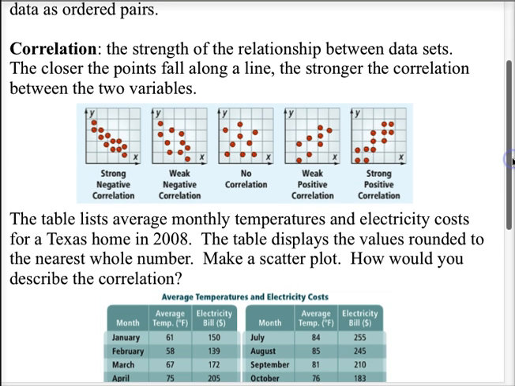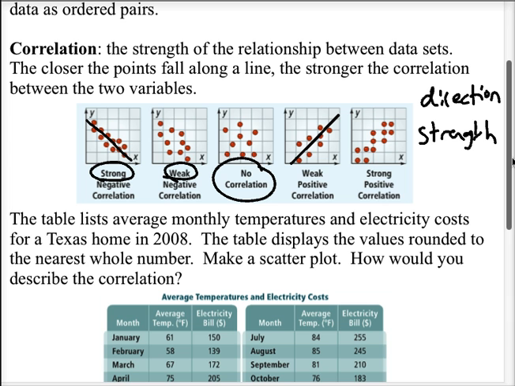So if you recall, we label it in two ways. We label it with a direction, meaning negative or positive. And then with the strength. So is it strong, weak, or no correlation? So when you're labeling these in terms of the correlation, I'm looking for those two things. The direction of the correlation, so positive or negative, which again just follows the slope of the line that you're making. And then the strength of it. Is it strong, weak, or is there quite literally no correlation there?